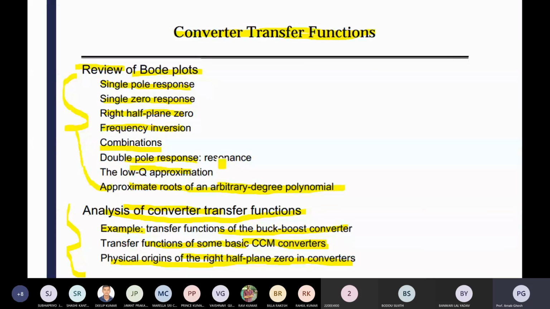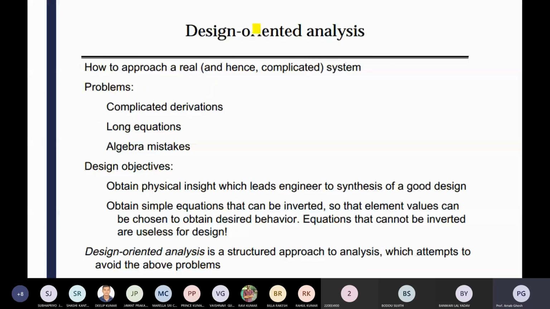Design oriented analysis. What are the most important points that I have already discussed with you, that is, how to approach a real and hence complicated system for going to the designs? What are the most significant points we need to study?